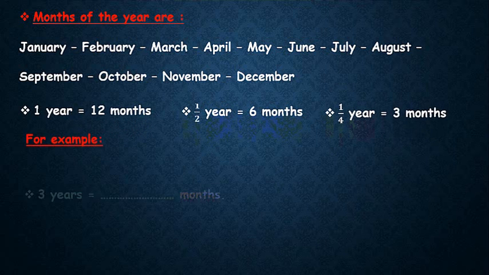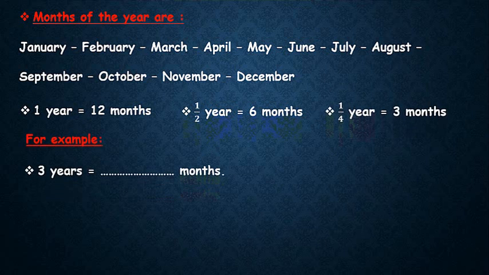And quarter year equals 3 months. For example, 3 years equals dots month. I want to know how many months are there in 3 years. We know that 1 year equals 12 months. So we are going to make 3 times 12. It will be 36. So there are 36 months in 3 years.